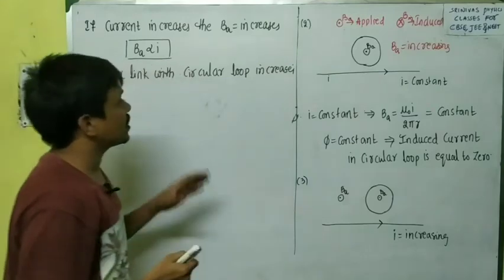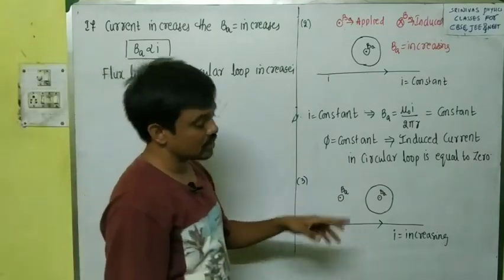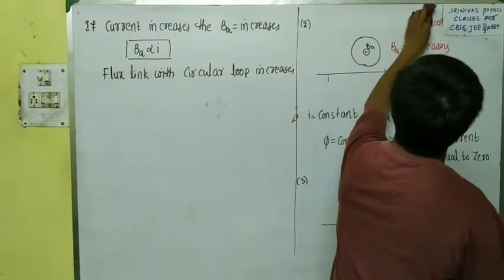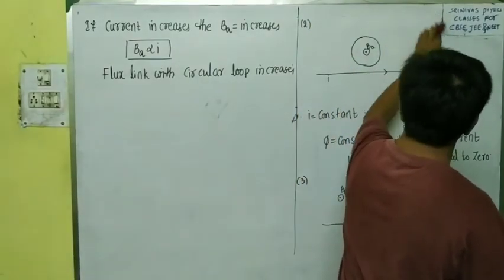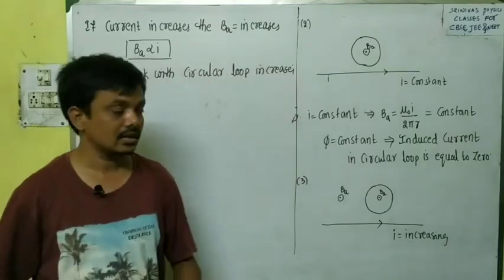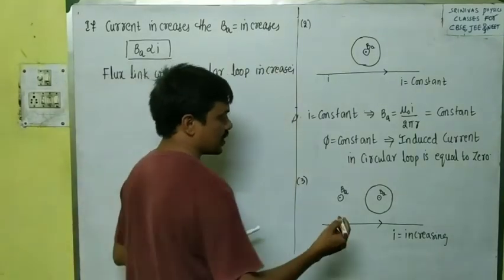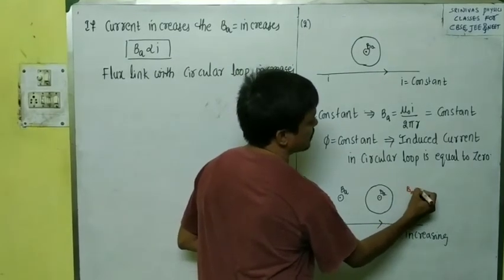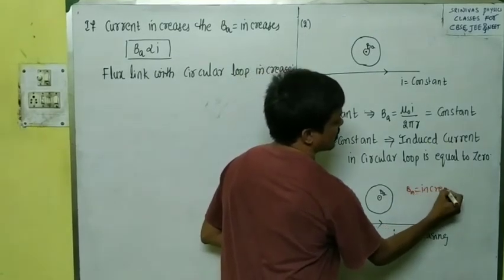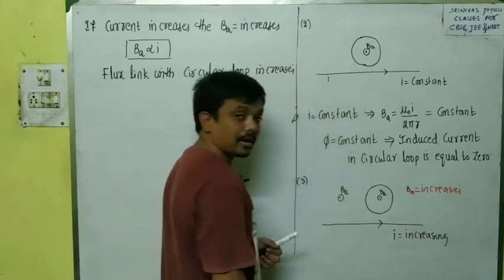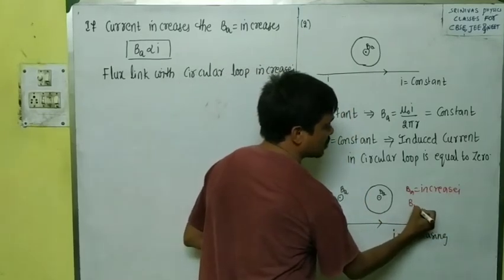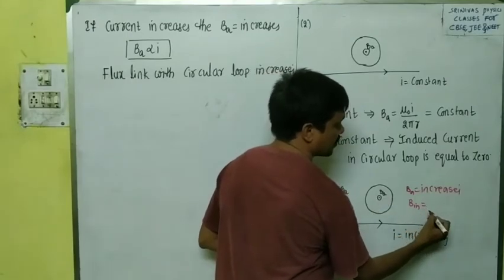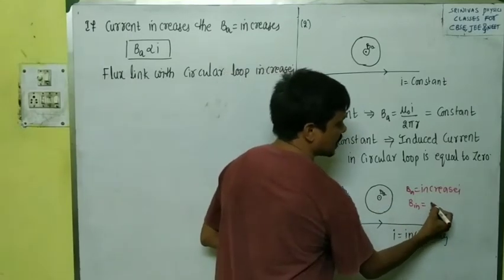Look at here once again. Actually, we are discussing this one. This is not here. We are discussing it here. The third point is here. When current increases, then what happens? The field increases, right? Applied field increases. Applied field should be decreased. That's why the induced field should be opposite to the applied field. Applied, right? This is the applied field.